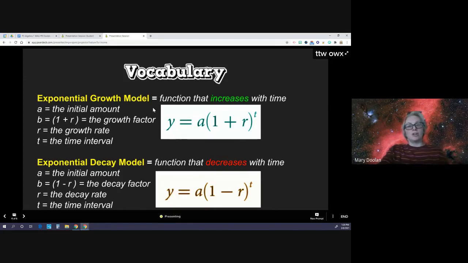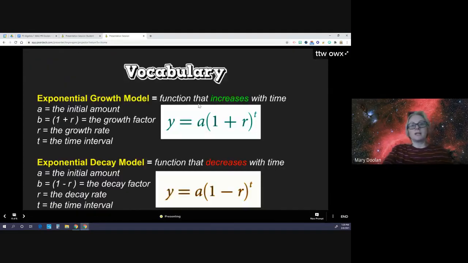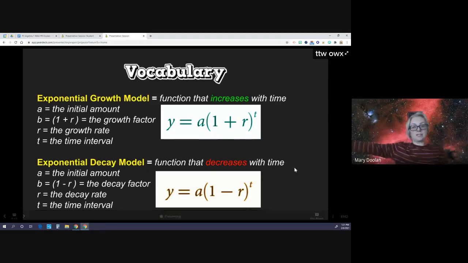So this is the basic function. Again, it's really close to this basic function, which I did not write here, f of x equals a times b to the power of x. But the only difference here is that instead of f of x, we have y, which I've already told you guys a bunch of times. Instead of b, we have either 1 plus r or 1 minus r. And instead of x, we're now using the variable t because we're talking about over time. Our x-axis is now time.